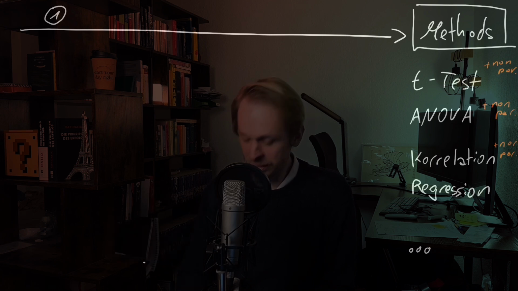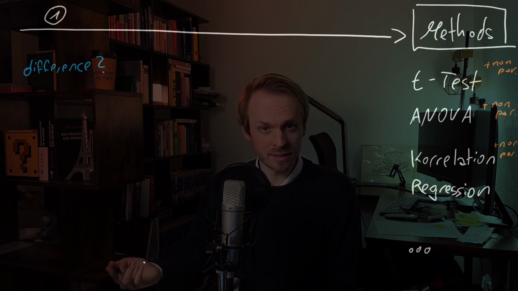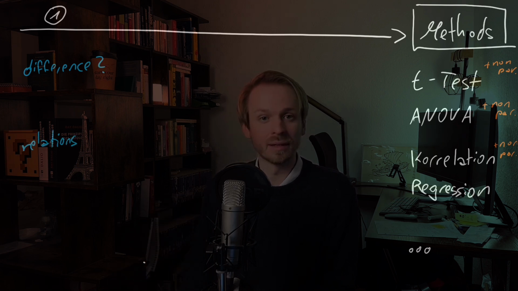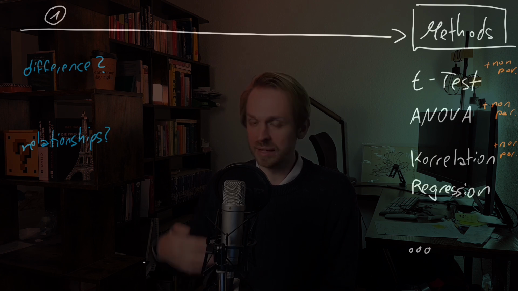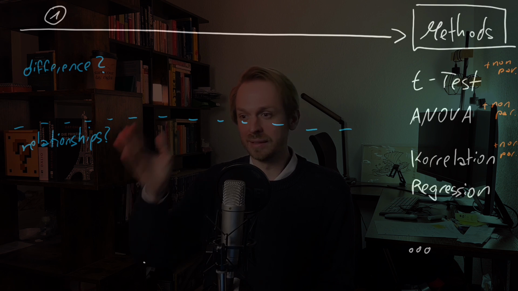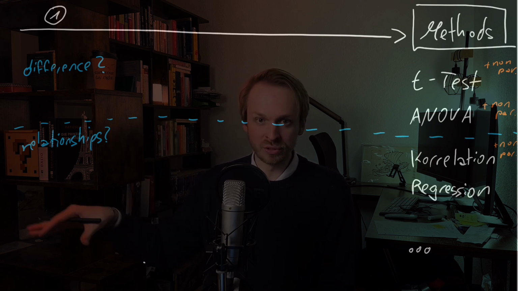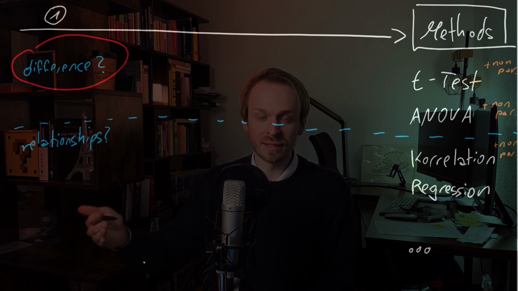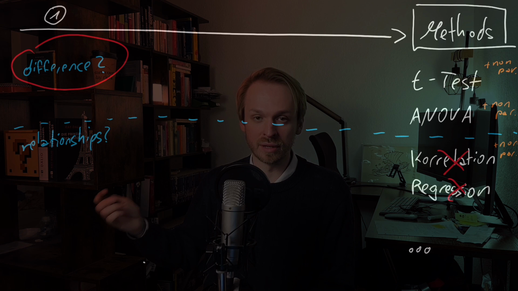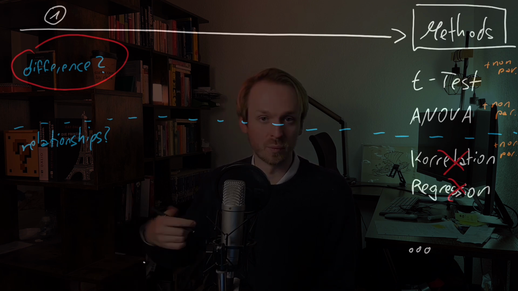The first question we have to ask ourselves is, do I want to analyze differences or do I want to analyze relationships? If I have a hypothesis which states there are differences between group A and group B, or there are differences between date 1 and date 2, then I have a difference hypothesis, which automatically rules out every relationship analysis. Namely, for us, correlation and regression would go out of the window.